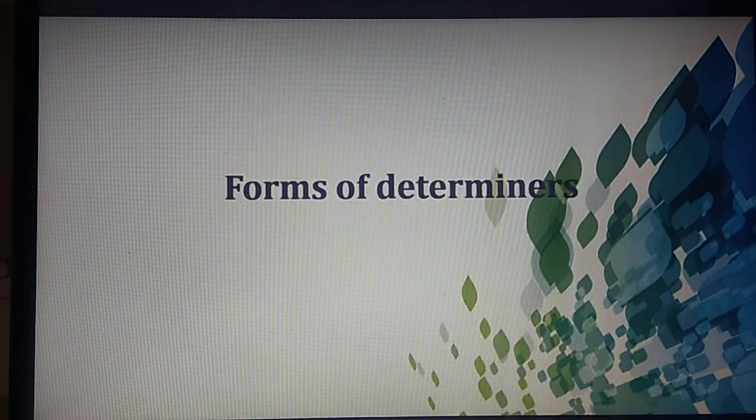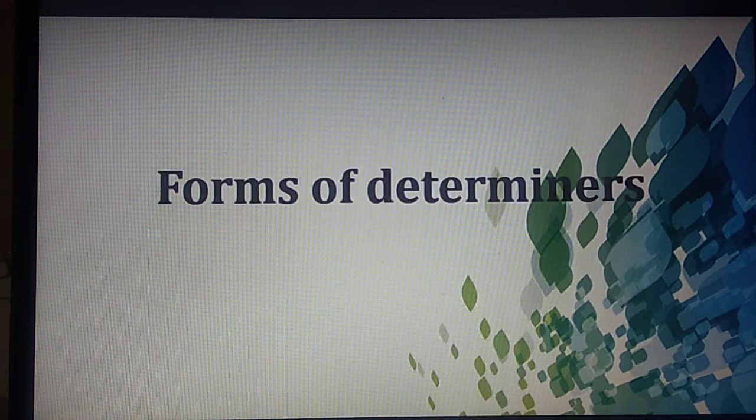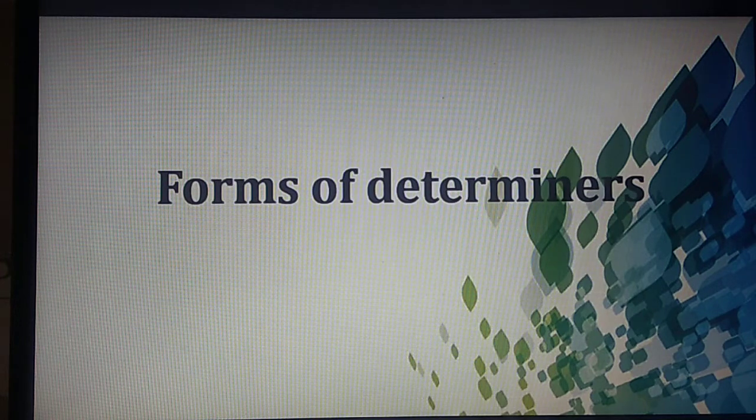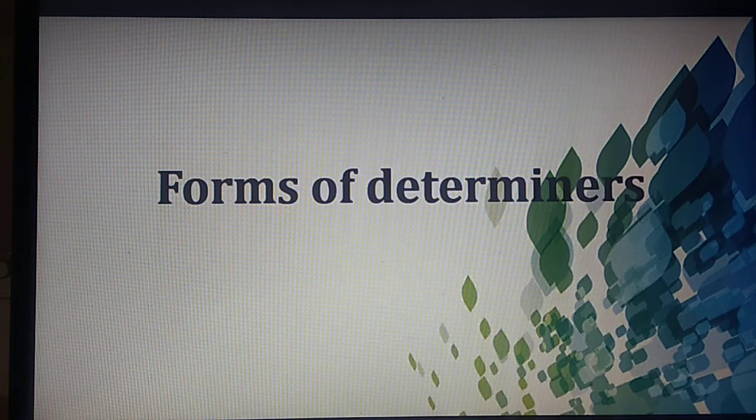Now let us understand the forms of determiners. My dear children, you have already studied the individual topics of the forms of determiner. Here in determiners we put all those individual topics and combine them under the heading determiner. The first form of determiner is articles. Now you would be thinking, teacher, article we have studied since standard 1. Yes, my dear children, article is the first form of determiner.